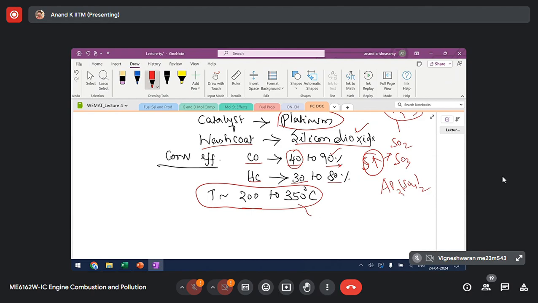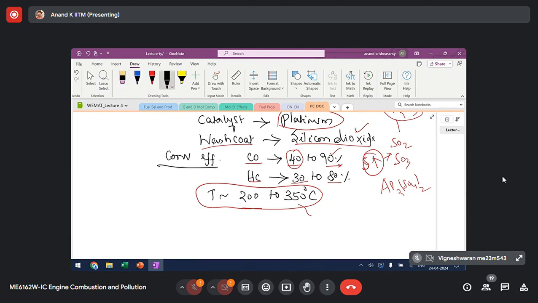Okay, so the conversion efficiency will be less when the temperature drops considerably. It will be either high or low based on the temperature level. Basically, did you get what I am saying?